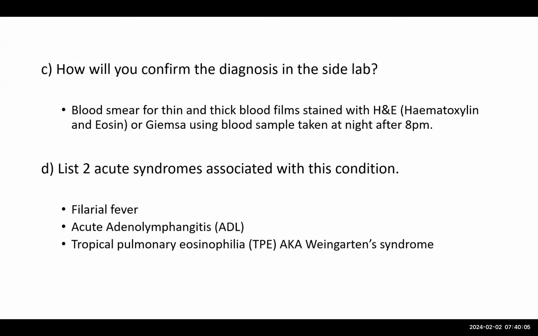How do you confirm the diagnosis in the site lab? The recommended test to confirm quick diagnosis is a blood smear. We do a blood smear for thin and thick blood films stained with hematoxylin and eosin or Giemsa. We take this blood sample after 8 p.m. at night because the microfilariae have a nocturnal periodicity. So it's after 8 p.m. If we take it earlier, we might not find them in the blood.